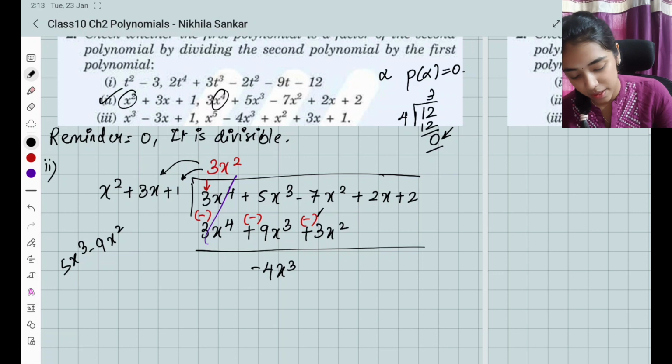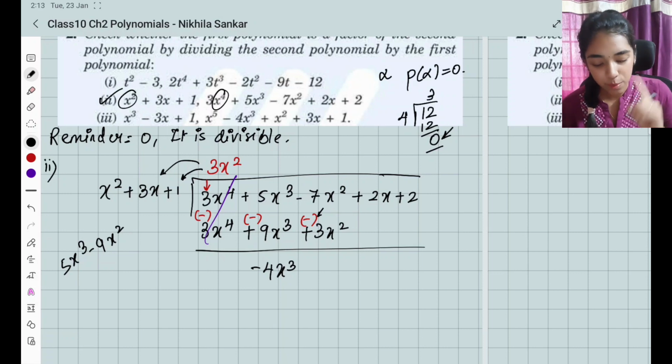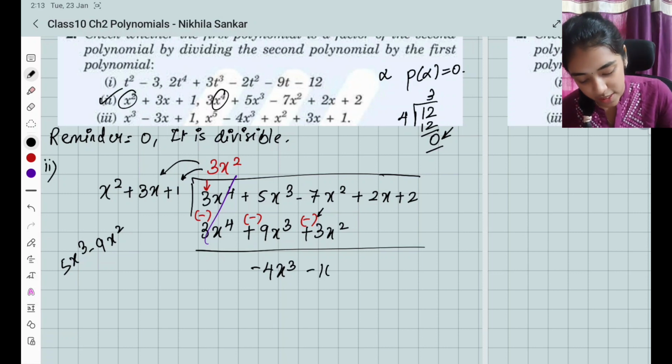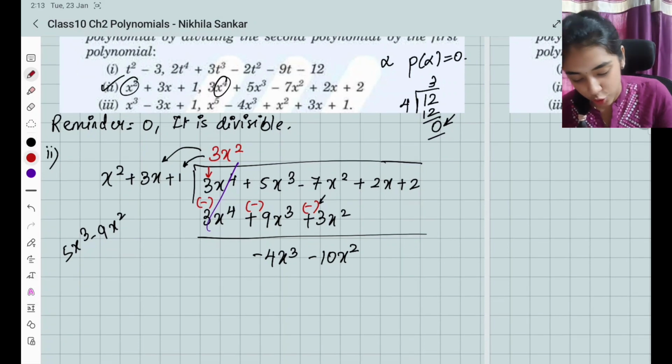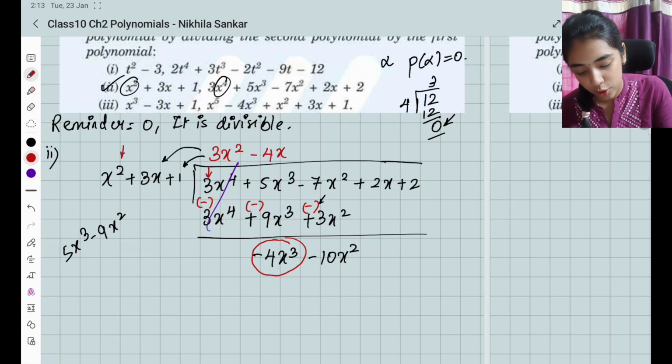இப்போ நம்ம எந்த சைனை பார்க்கணும்? இந்த சைன் பார்க்கணும். Plus பார்க்க கூடாது. So minus 7x square minus 3x square is minus 10x square. Now we have a minus 4x cube. So in that என்ன term இருக்கு? Minus 4x cube. We have only x square here. So I'm going to do minus 4 into x. புரிஞ்சுதா?